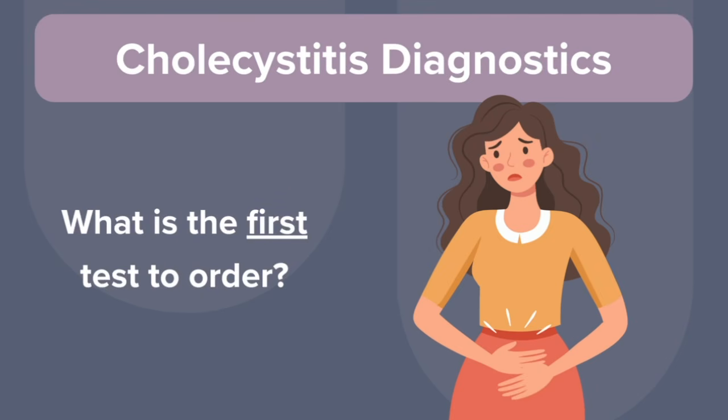All right, now let's move into diagnostics. This is where students tend to overthink, so let's keep it simple. What is the first test we should order? It's an ultrasound of the abdomen. Always. It's fast, it's cost effective, and very good at identifying gallstones and inflammation. And remember, boards want you thinking like a cost-effective nurse practitioner.